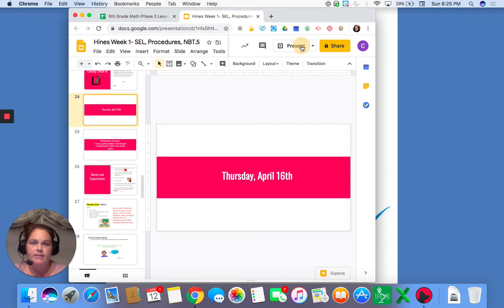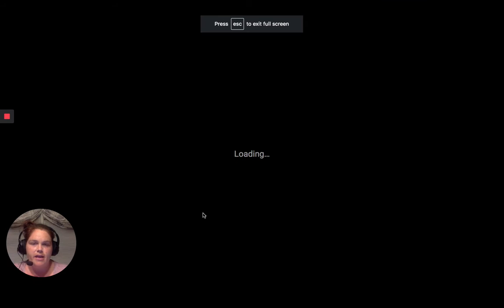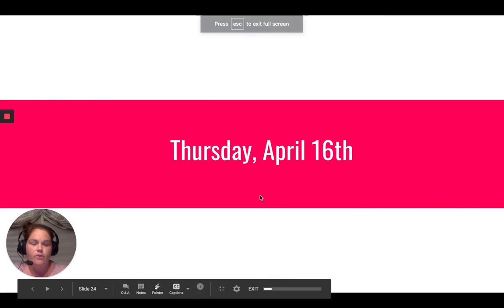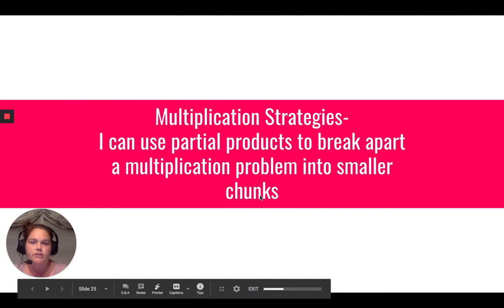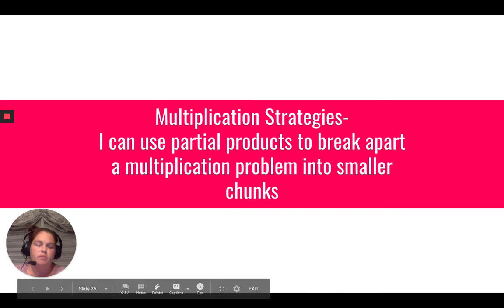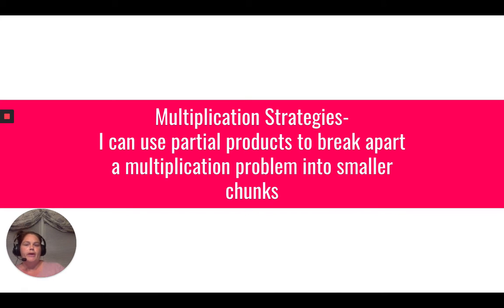Today is Thursday, April 16th, and today our focus is still going to be on multiplication strategies. However, we're not going to be practicing area model anymore. We're going to be moving on to using partial products. So we'll be breaking apart multiplication problems into smaller chunks.